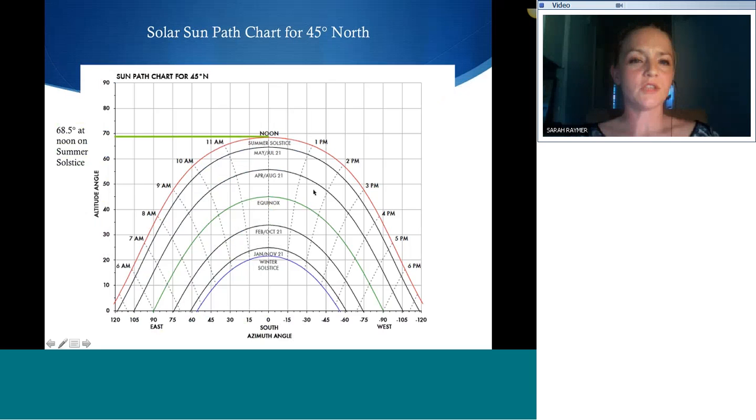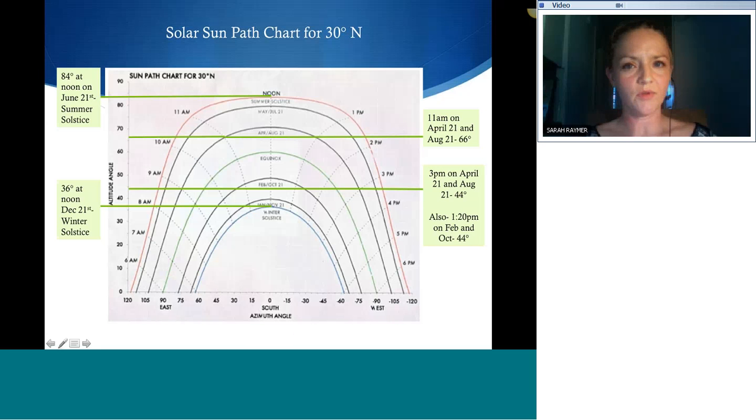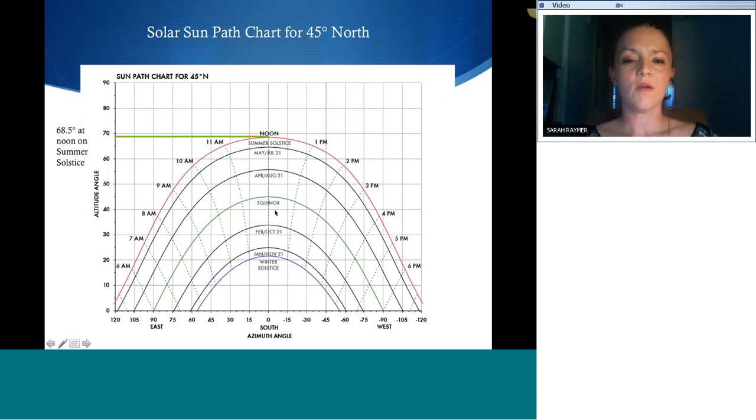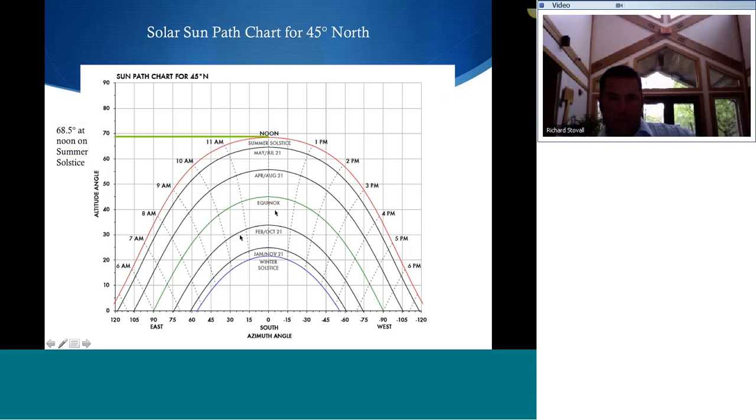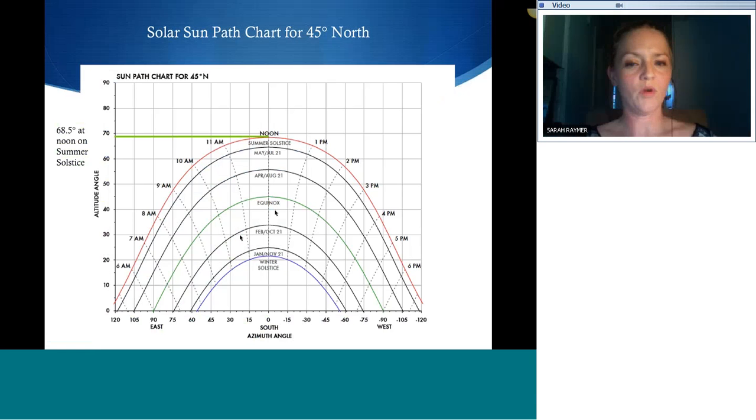Here's another example just to give you an idea of how latitudes really change things. The 36 degrees at the winter solstice when you're at 30 degrees north right here. Going to 45 degrees north, that's going to bring it all the way down to 21, so even less solar exposure as you head north.